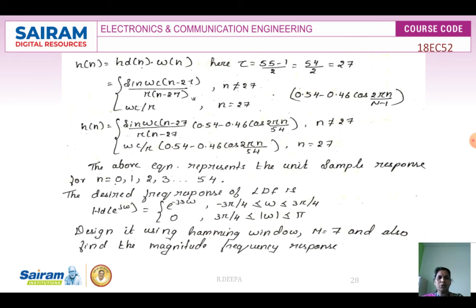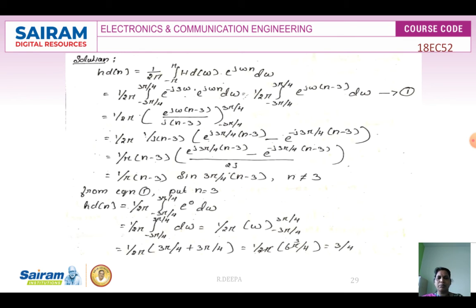So we have another problem statement. The desired frequency response of a low pass filter is given. You need to design it using Hamming window, with M given as 7, and also find the magnitude frequency response. I think you can do this as a homework problem. Please work it out with the same procedure; the window function is also specified in this sample problem.